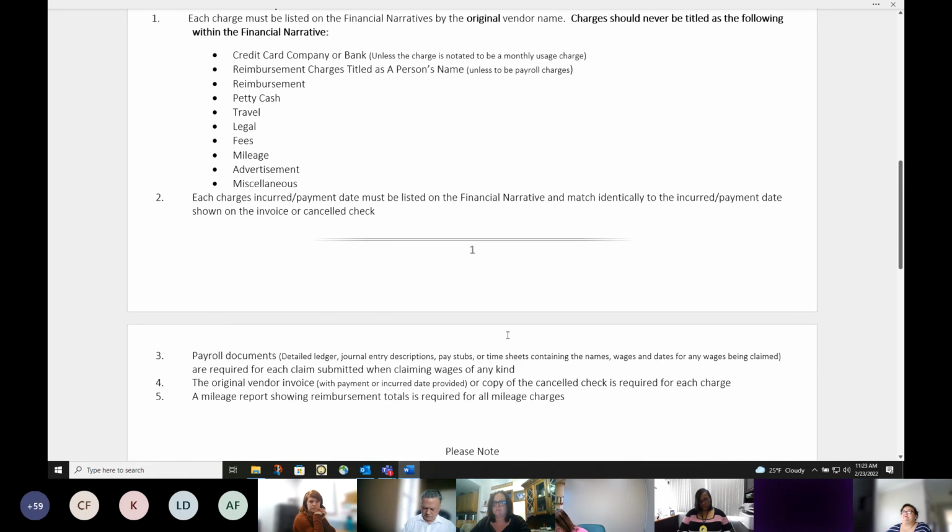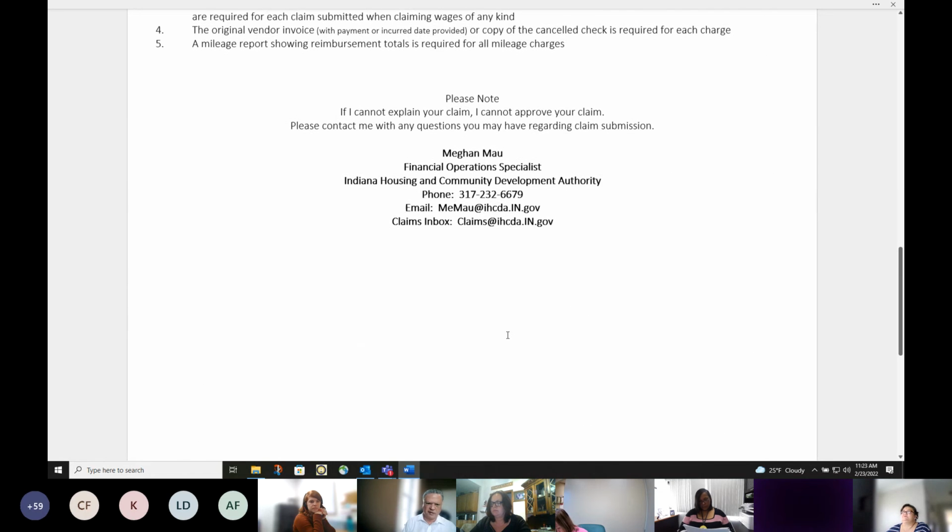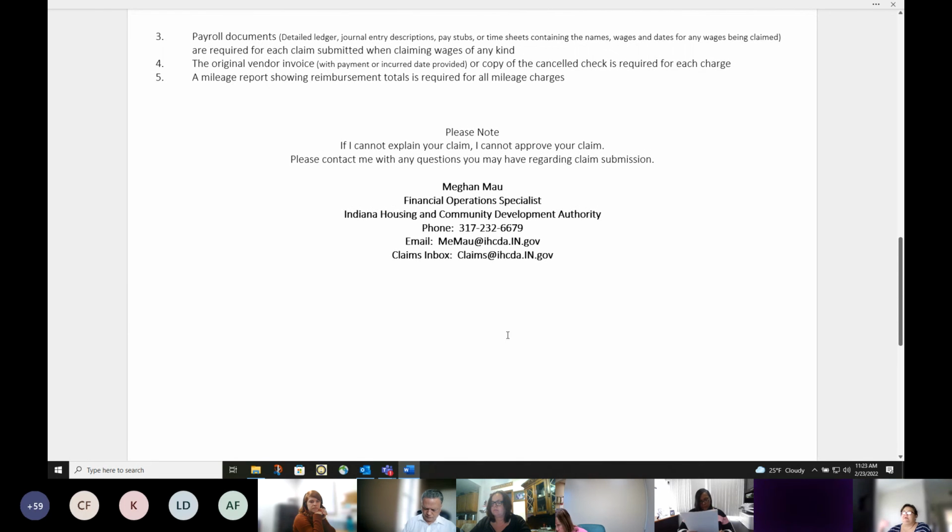Okay, so there is a second part to this page. It's a two-page document. Payroll documentation, like I said, detailed ledger is acceptable. Journal entry descriptions, pay stubs, or timesheets containing the names, the wages, and dates for any wages being claimed are required for each claim submitted when claiming wages of any kind. So these are the types of documents that you can use to support the payroll that you are claiming.